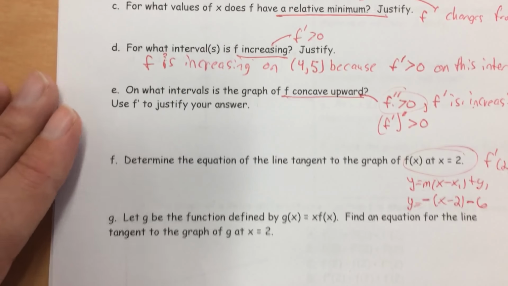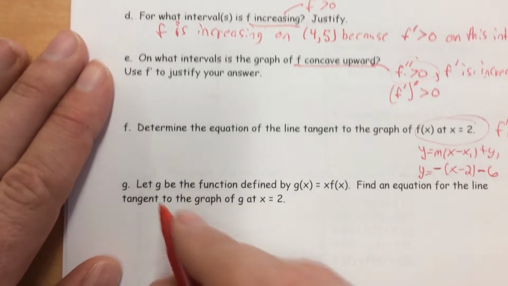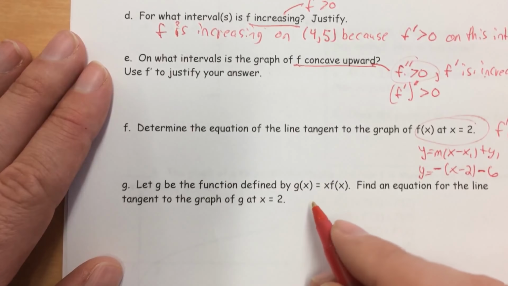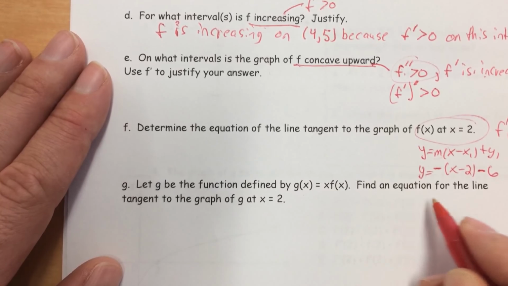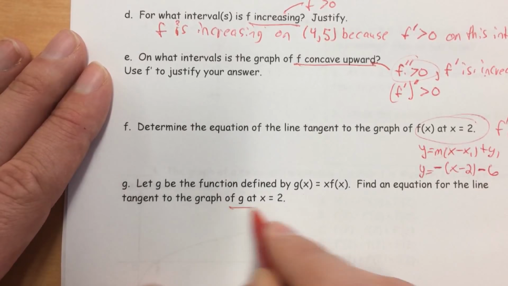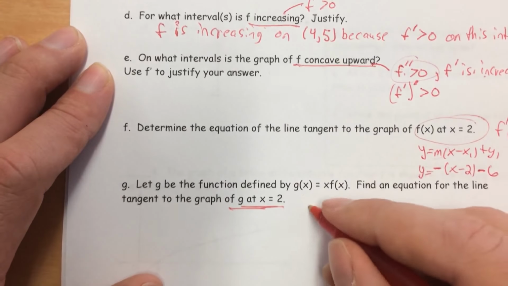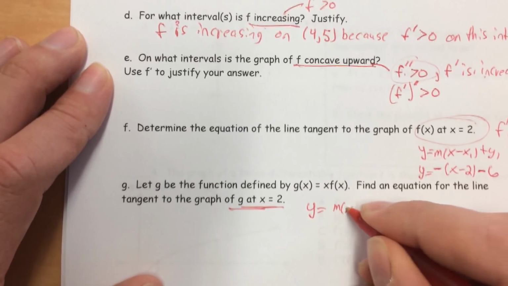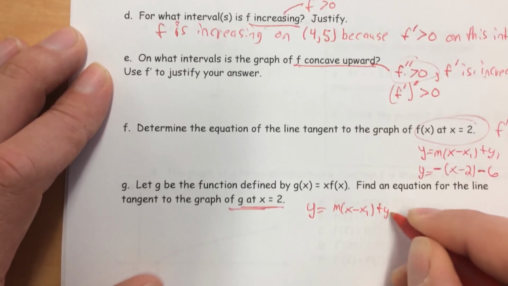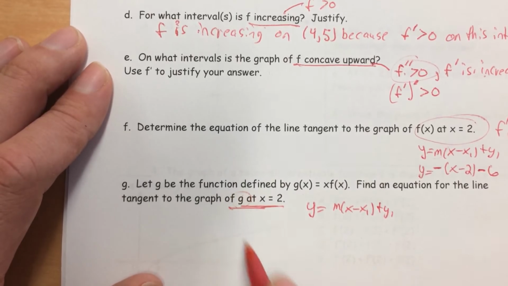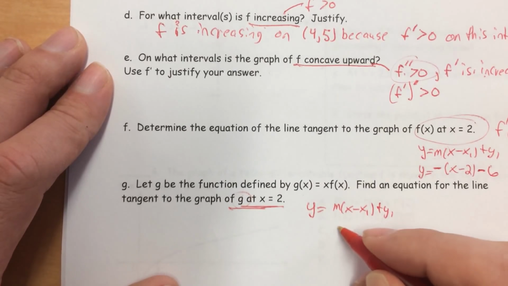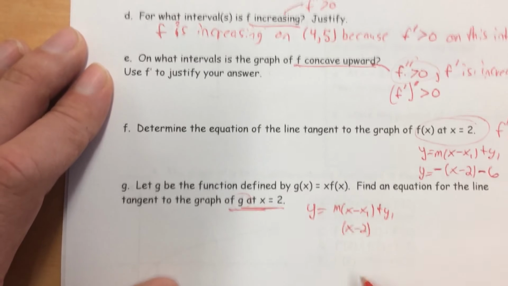Okay. Let g be a function defined by g of x equals x f of x. Find an equation for the tangent line to the graph of g at x equals 2. So we've got y equals m times x minus x1 plus y1, and it's to the graph of g, so at x equals 2, it's x minus 2.